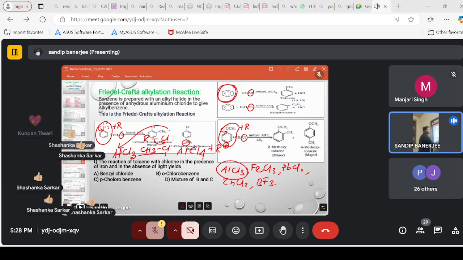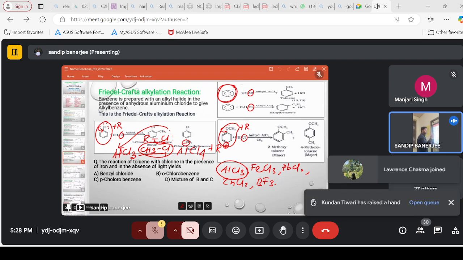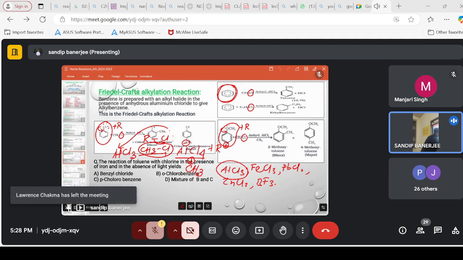Here for the CH3Cl system, if we introduce CH3Cl with anhydrous aluminum chloride, then you will get this AlCl4 minus system and the CH3 plus system. Hello, any problem? Any problem, anyone, please? Here the CH3 plus acts as an electrophile. Since it is a plus charged species, the benzene ring, or phenyl ring, whatever you are saying, its pi density will trap this CH3 system.